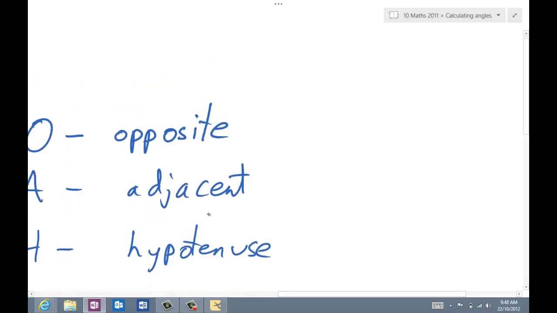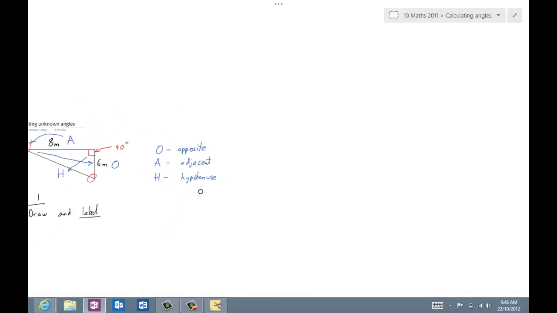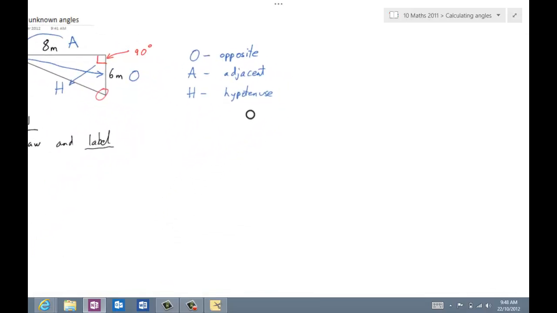Let's go back up there. Zoomed in quite a lot there, I don't know why. We're all good, we're back again.